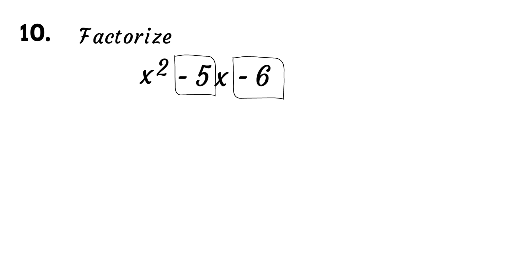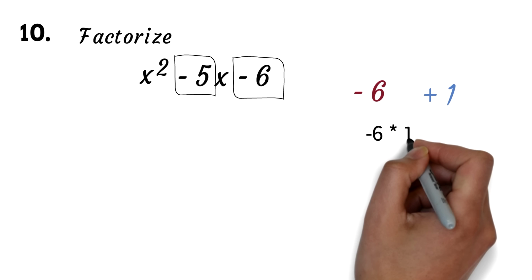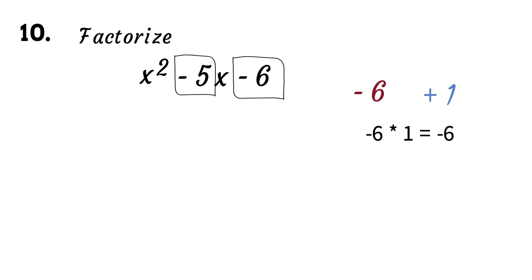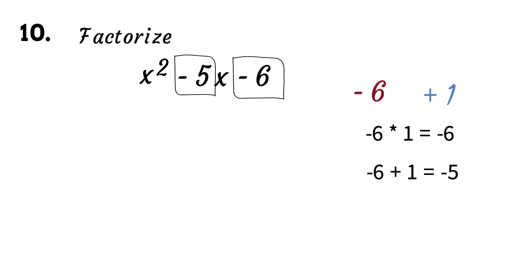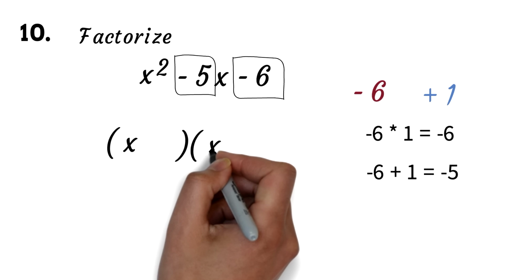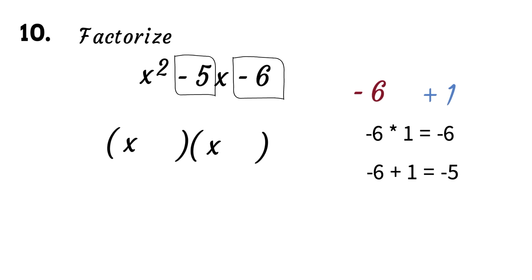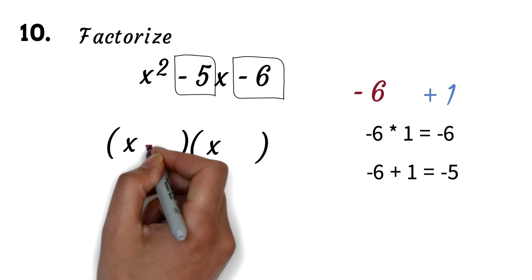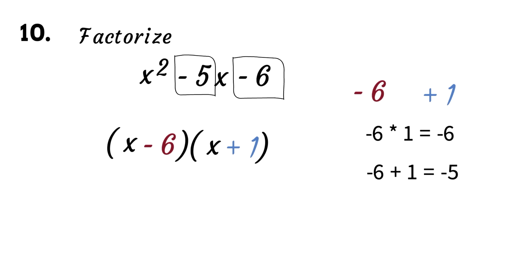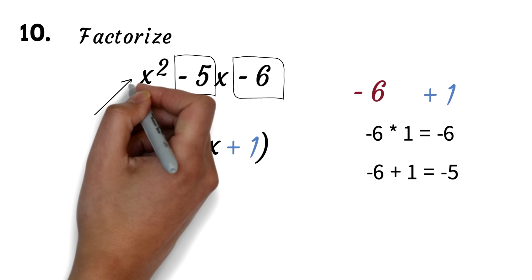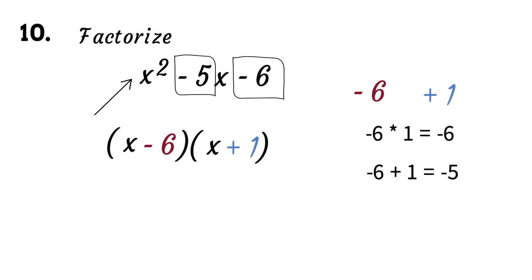The two numbers here will be negative 6 and 1. Negative 6 times 1 will be negative 6. Negative 6 plus 1 will be negative 5. After finding these numbers, all you do is put them in parentheses with the x, and you are done. So we have x minus 6 and x plus 1. Please, this method works only if there is no number in front of the x squared. In math, we say the coefficient of the x squared is 1.